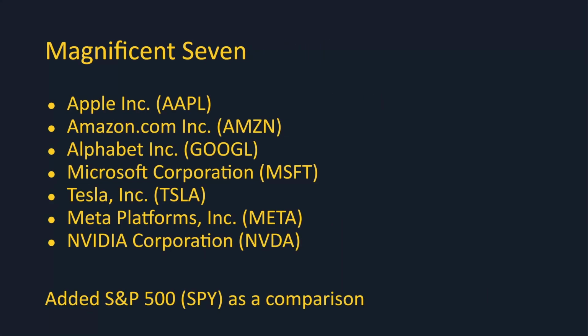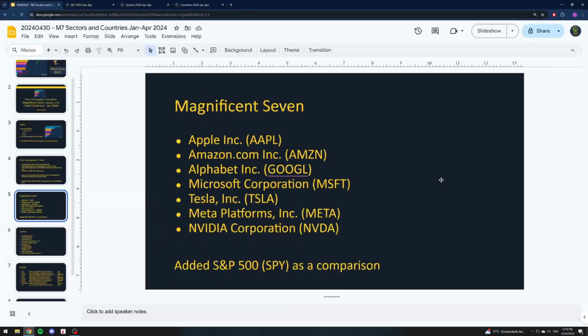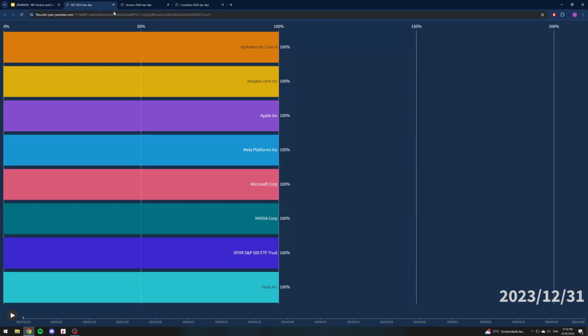They are the 7 biggest companies on the stock market. Even though Tesla has gone down and is not in the top 7 anymore, it's nice to have a look at this as a group because they were a hot topic in the last couple of years. The first company is Apple, the other one is Amazon, Alphabet, which is known for Google, Microsoft, Tesla, Meta, which is known for Facebook, and Nvidia. And to make a nice comparison, I added the S&P 500 as well to see how the benchmark of the whole market is.